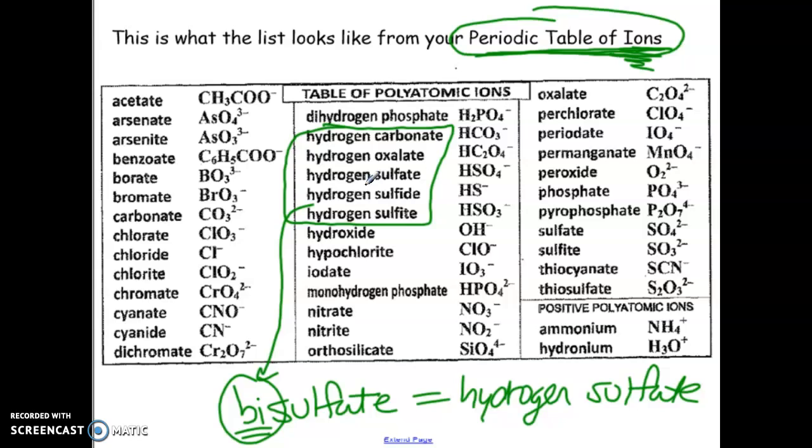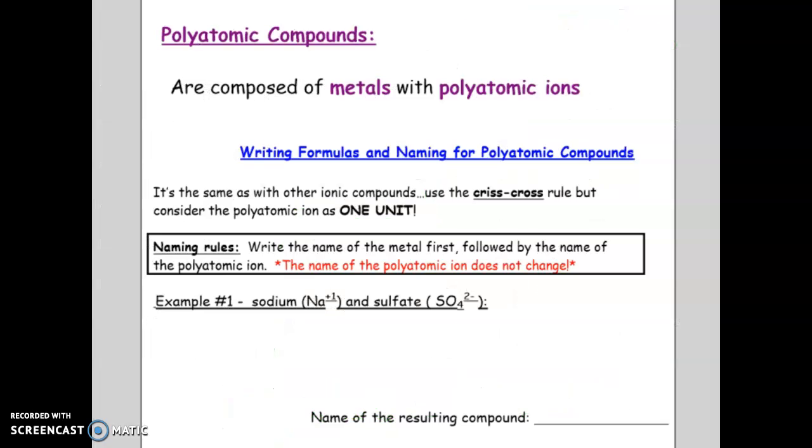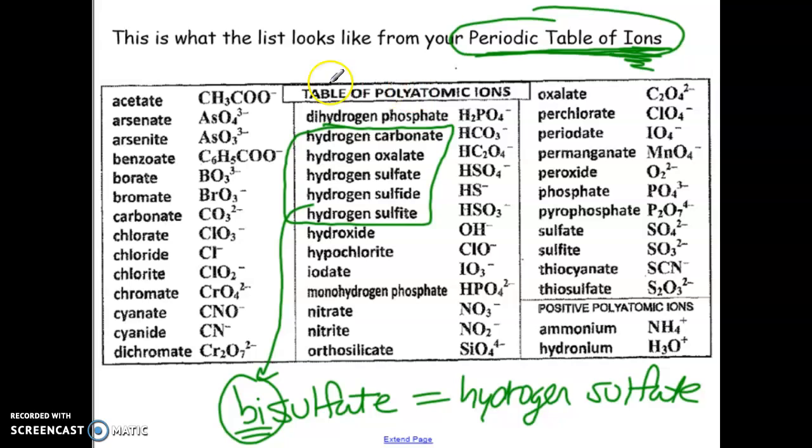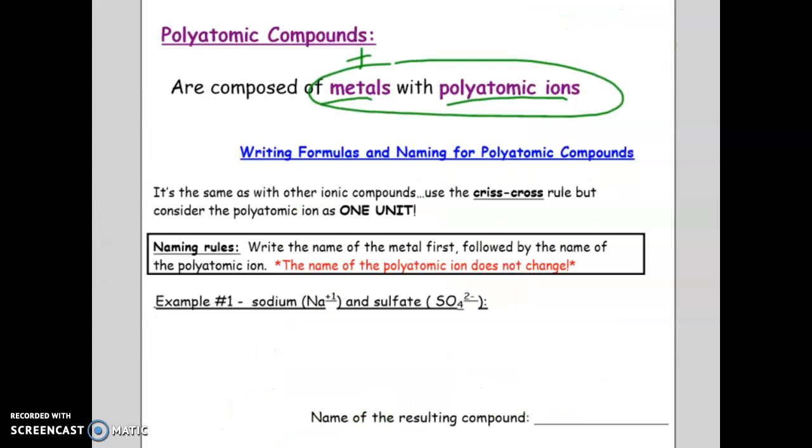When we're doing the crisscross rule, we'll still do the crisscross rule, but obviously there's a bit of a twist because it's a different type of ion. We're going to take a look at that. Ionic compounds are composed of metals with polyatomic ions. Now, this is not always true, because you can have a non-metal with a polyatomic ion. The reason it's here is because, remember, metals become positively charged. If you look at this list of ions, there aren't that many that are positively charged. Most of the polyatomic ions are negatively charged. So this will be true because your metal is positive and your polyatomic ion is negative. But you can have a polyatomic ion that is positive.